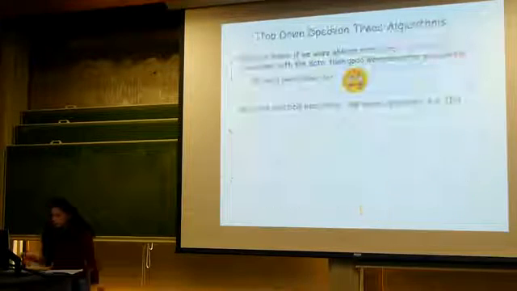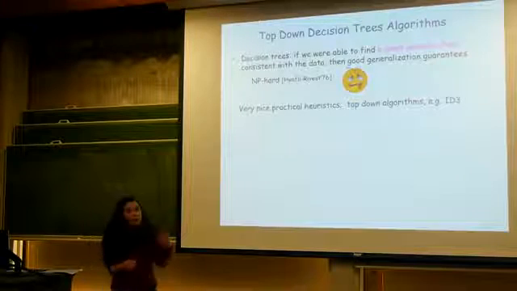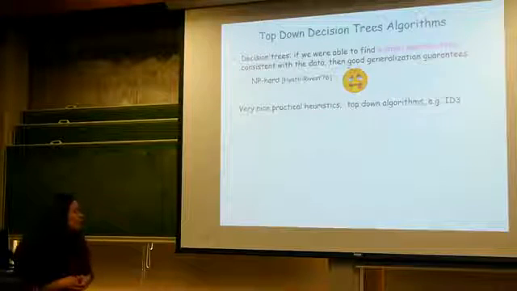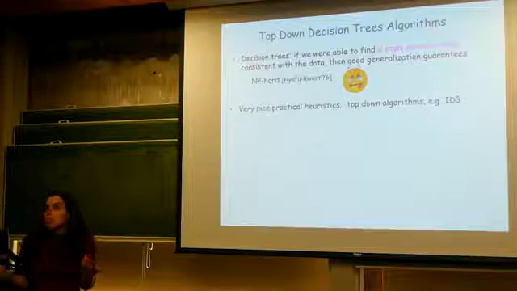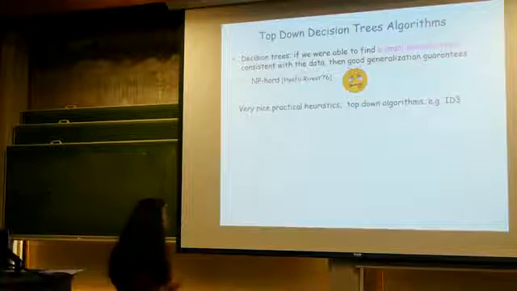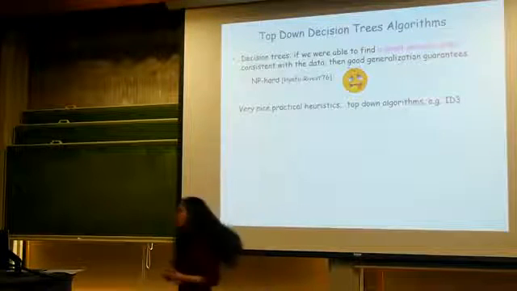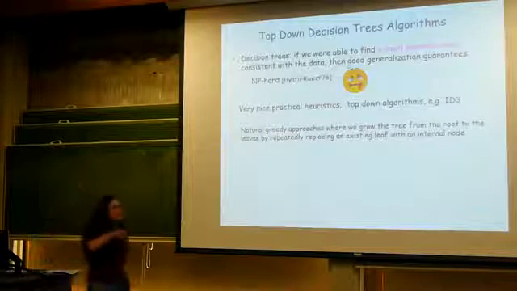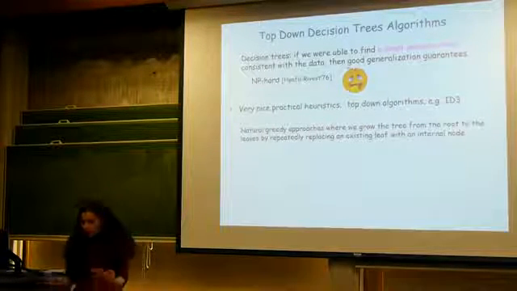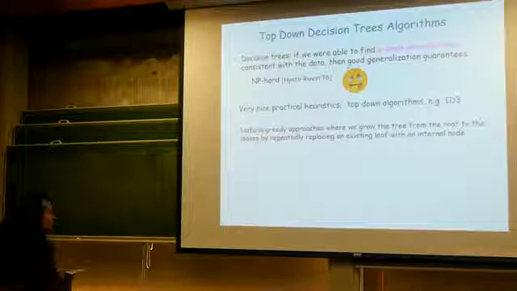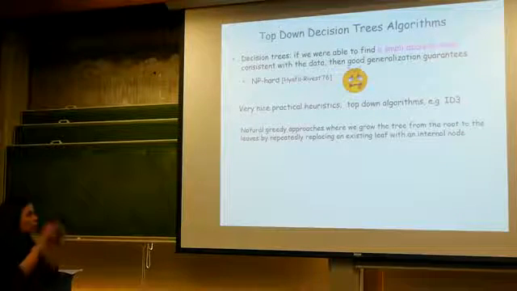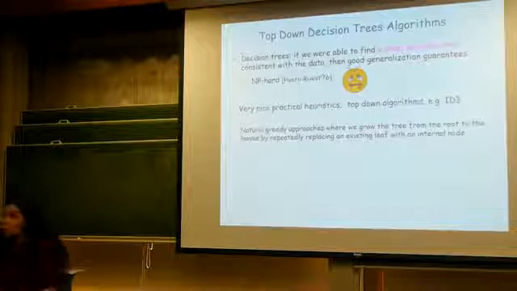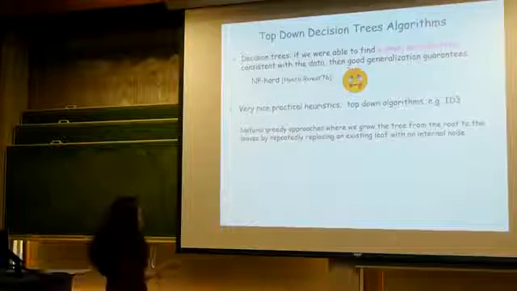Okay, cool. So we cannot solve the immediate optimization problem that we care about, but of course, what we can do next is to think about smart heuristics, and this is what people have done. Tom already mentioned one of them. This is ID3, a top-down approach for decision tree learning, for finding a decision tree that does well over the data. As Tom mentioned, this is a greedy approach where we grow the tree from the root to the leaves by repeatedly replacing an existing leaf with an internal node. This is a very natural approach.